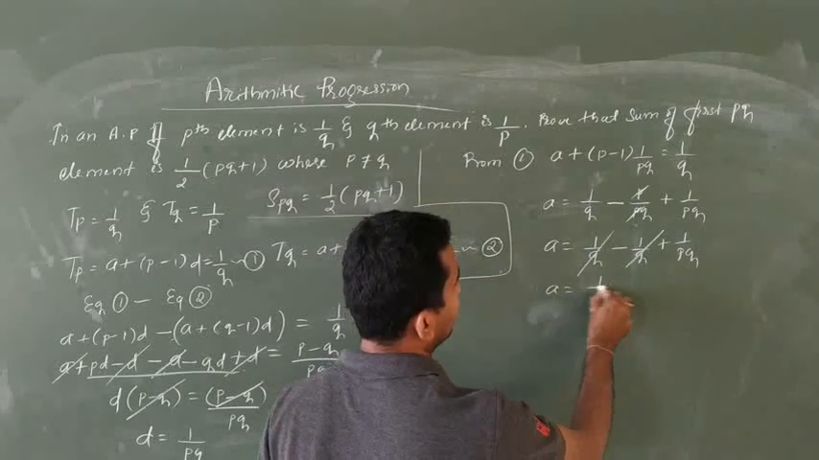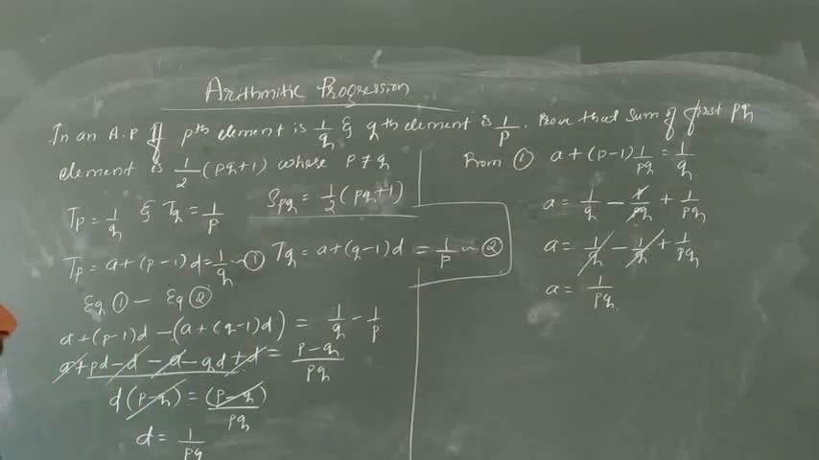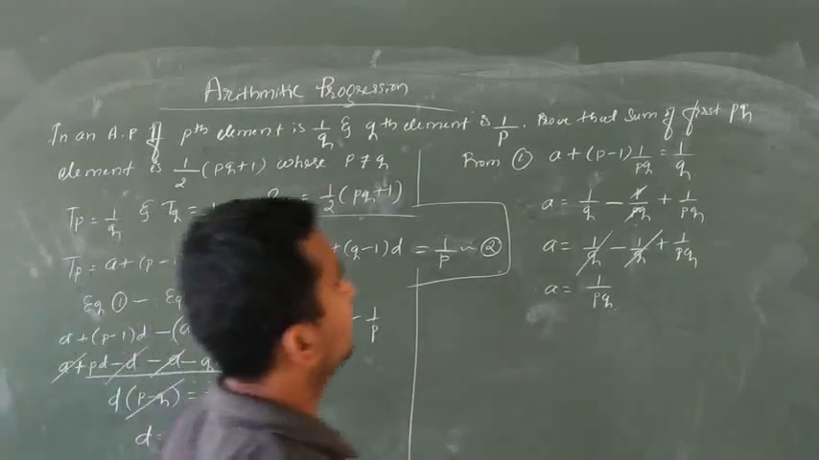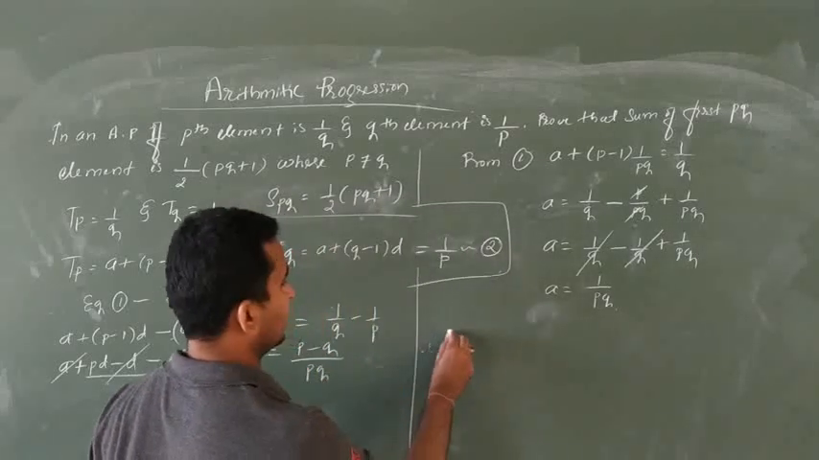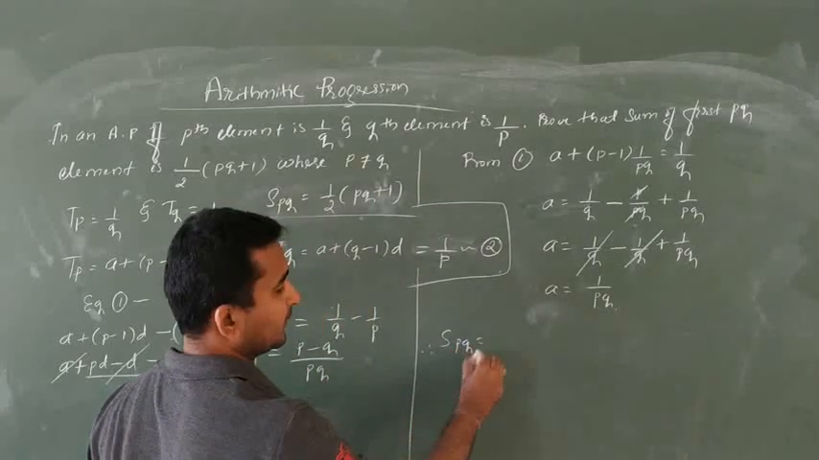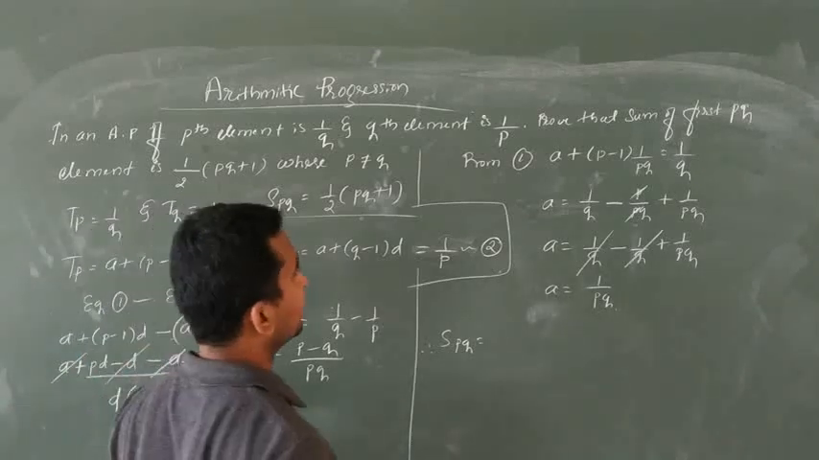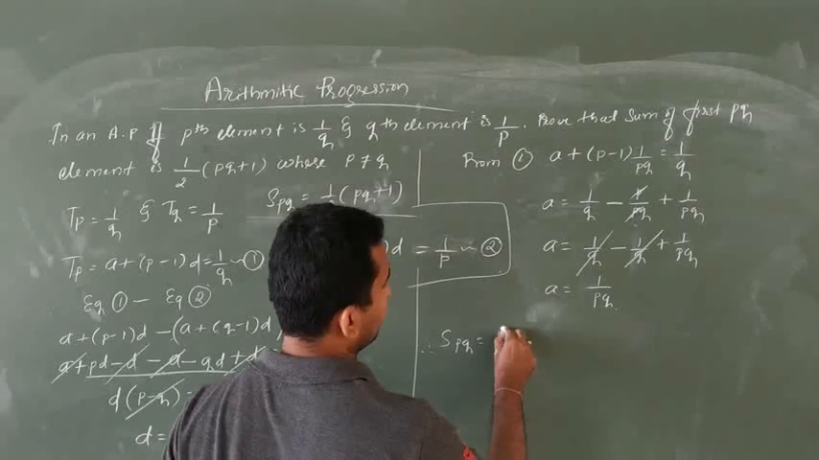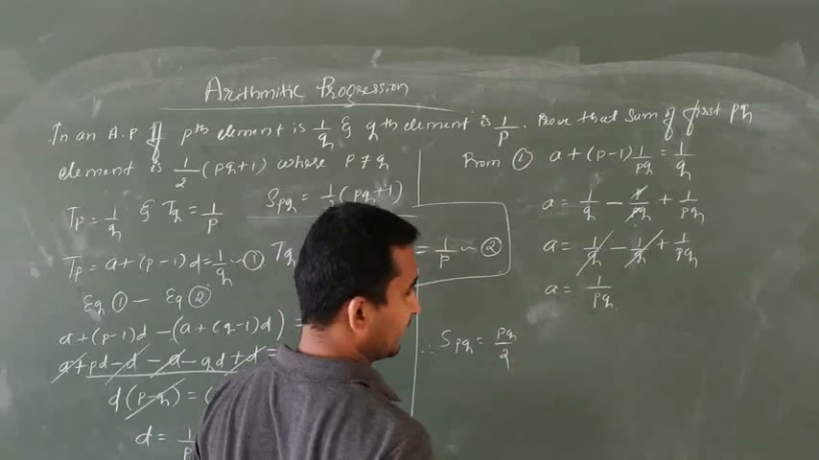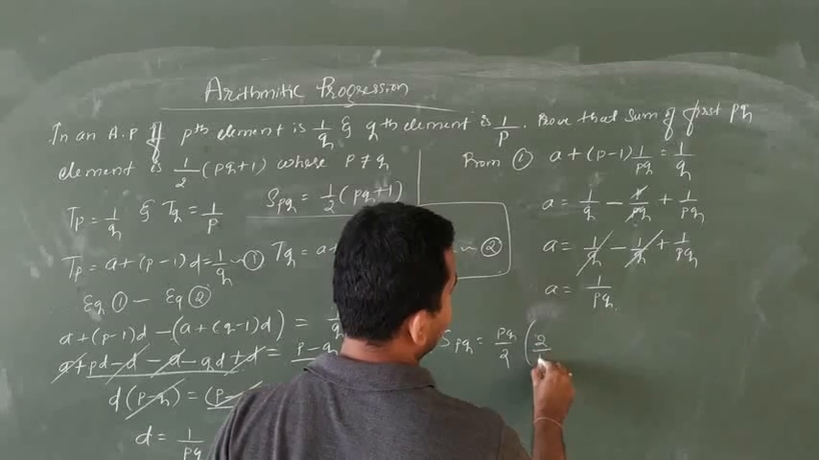Then a is equal to how much? That is 1 divided by pq, because here one of the p gets cancelled. Now I can substitute it in the sum of pq elements. Here I don't know the last element, so better I will take pq divided by 2, 2a.